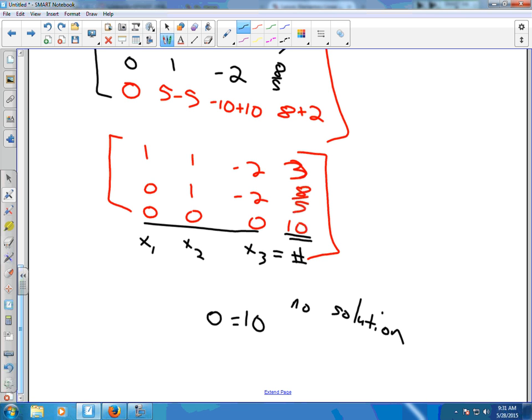So that particular problem has no solution still, but notice that was a little less cumbersome not having to deal with all those letters and stuff in there.